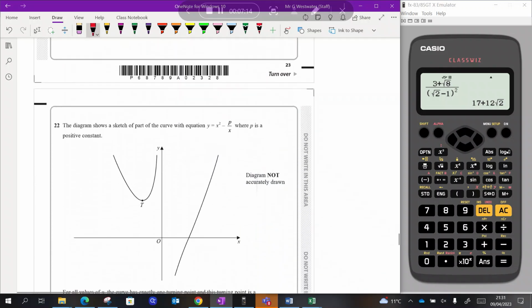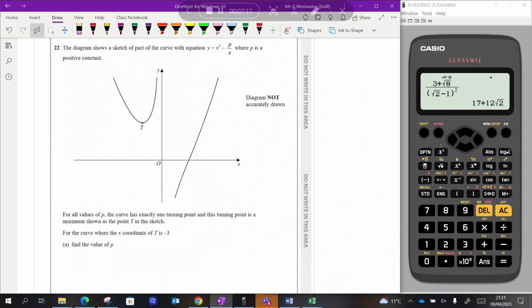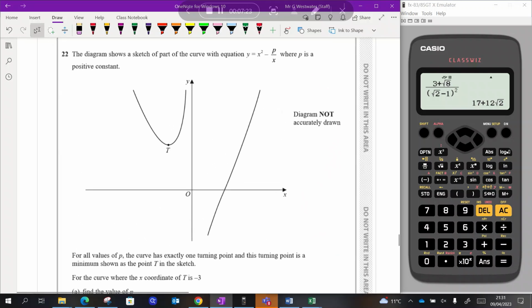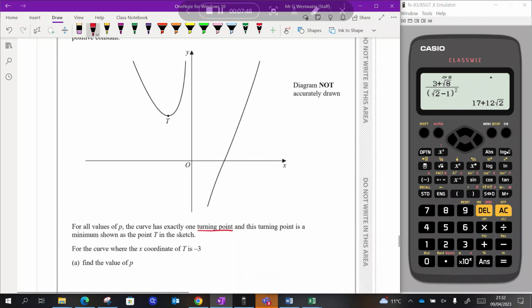4 more questions to go. Question 22. Now this one was not particularly well asked. There's a couple of things that give away what needs to happen in this question, which I will discuss now. So, the diagram shows the sketch of part of the curve with the equation y equals x squared minus p over x, where p is a positive constant. For all values of p, the curve has exactly one turning point, and this turning point is a minimum shown as the point T on the sketch. For the curve where the x-coordinate of T is minus 3, find the value of p.